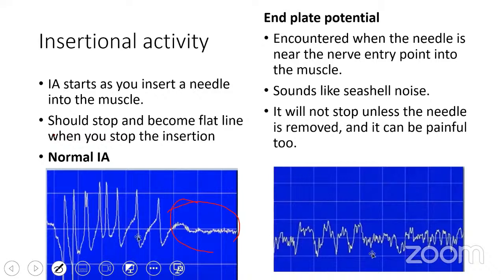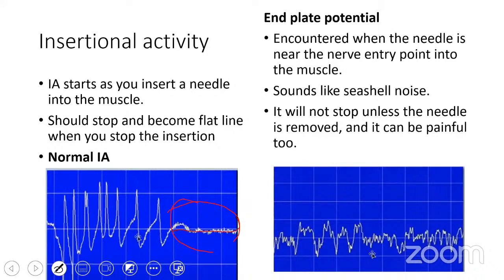So let's look at the insertional activity. It starts as you insert a needle into the muscle. It should stop and become a flat line when you stop the insertion. So it starts here and becomes flat.